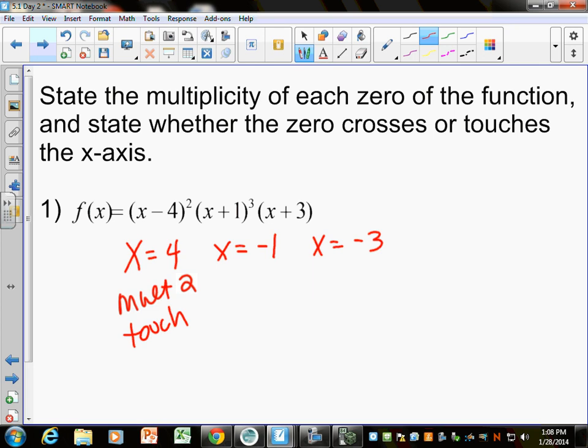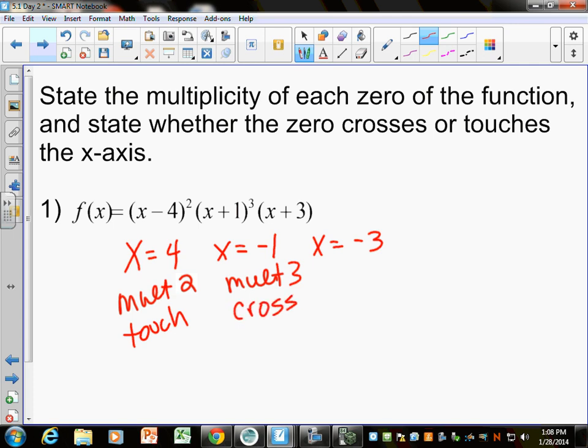Graphing calculator, but what? It says multiplicity of 2. Touch. What about x equals -1? What's the multiplicity? So is it going to touch or cross? Odd, cross.